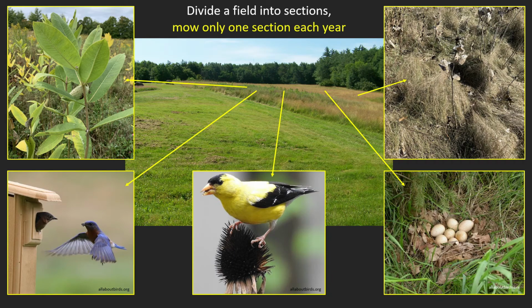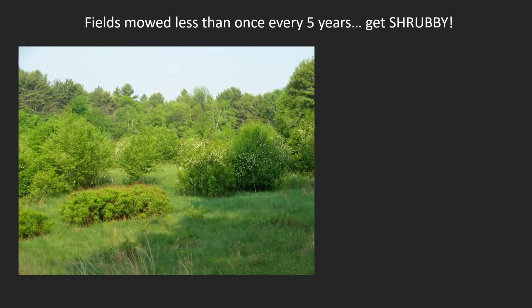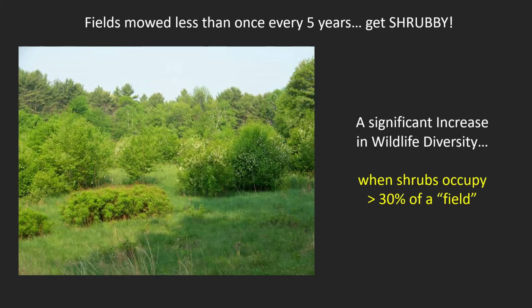Now, there's all sorts of ways you might divide a field into sections, but I usually set up a mowing rotation so that only one section gets mowed each year, and every section gets mowed about once every 2 to 4 years. Fields that are mowed less frequently, like once only every 5 years or so, tend to get shrubby.